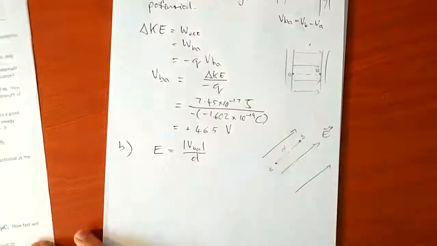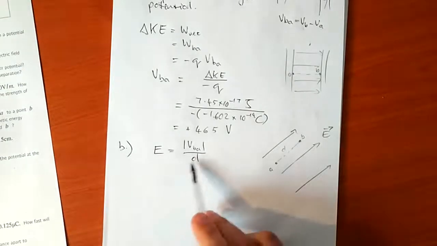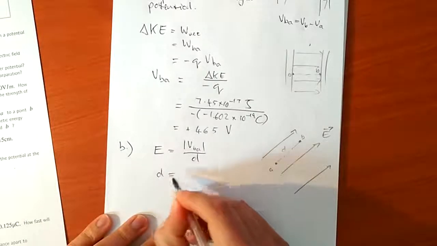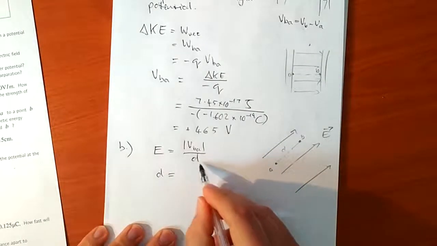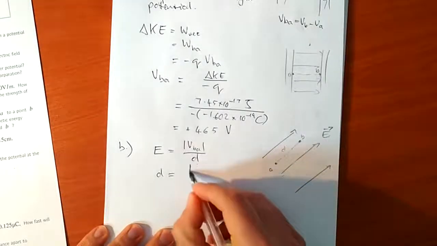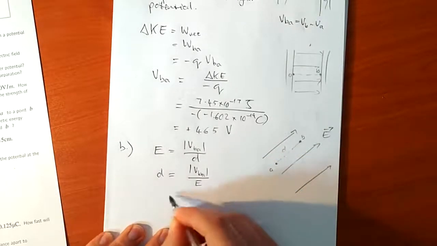What am I given? I'm given the electric field strength. So what am I after? I'm after D. It's a good idea to get what you're after on its own before you substitute any values. So what will D be if written on its own? It will be equal to VBA over E. Okay, now we can substitute.